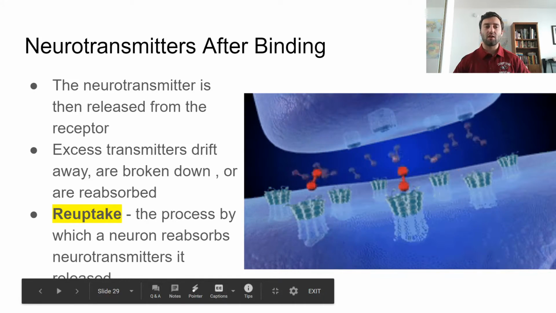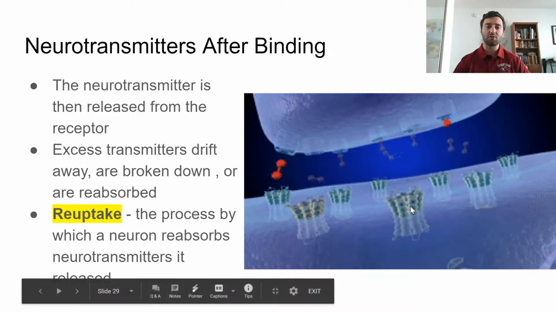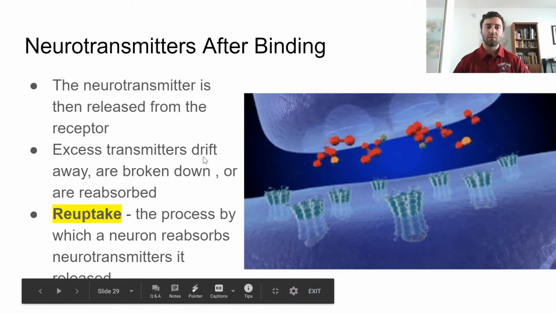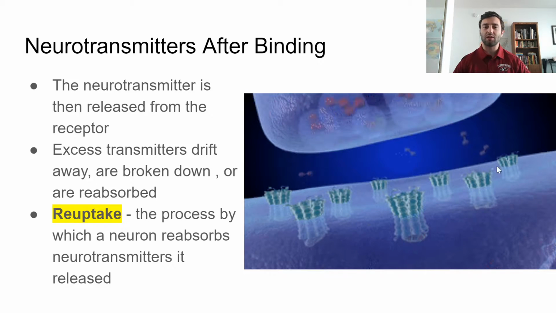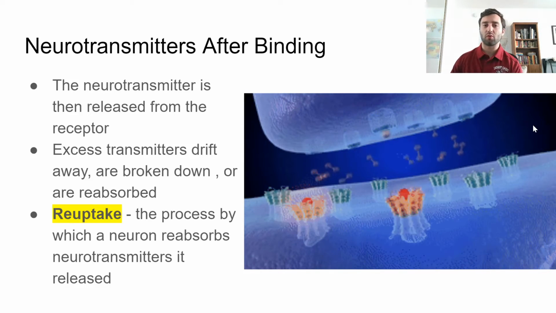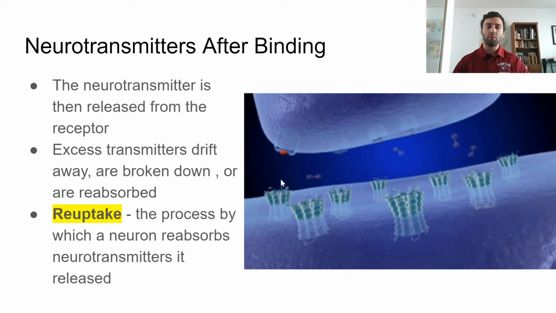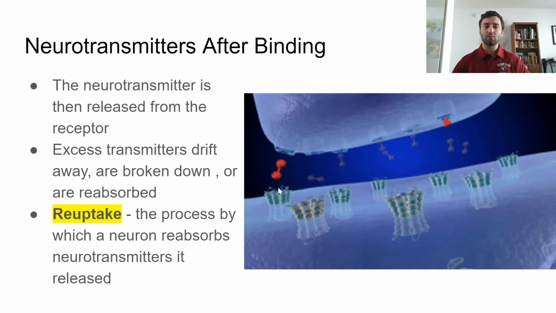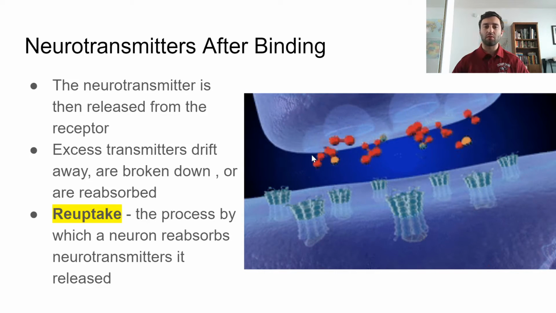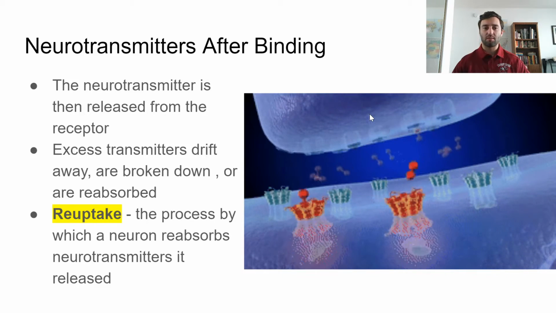Now there's a few different things that can happen, right? So once those have bound and they've been released, some of them will just drift away. As you can tell, this is kind of a liquidy little area, so they'll just drift away. Some of them will be broken down. Some of them will also go through what's called reabsorption. They'll be reabsorbed into that original neuron.